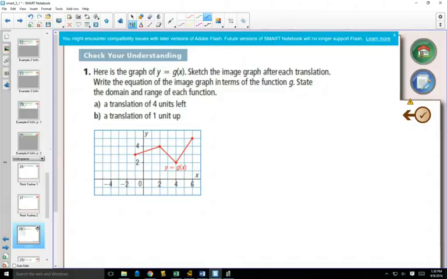And it says, what would it look like if you moved it 4 units to the left? Well, all we're going to do is take each of those key points, so this one here, and move it 4 units to the left. 1, 2, 3, 4. Draw that new point. Move this one 4 to the left. 1, 2, 3, 4. 4 units to the left. 1, 2, 3, 4. And play a little connect the dot. There we go.